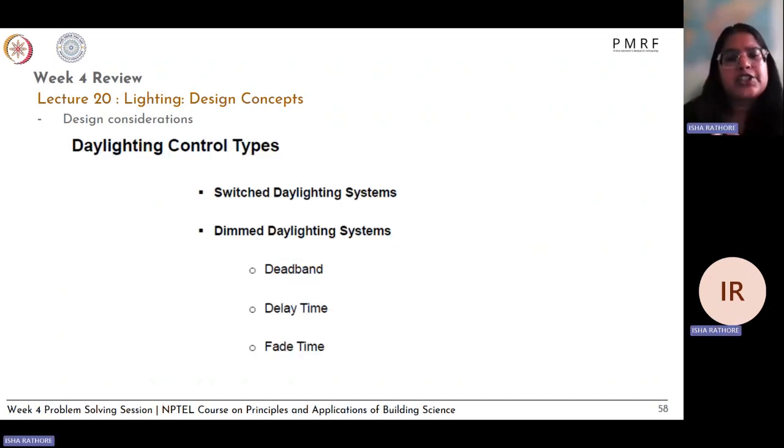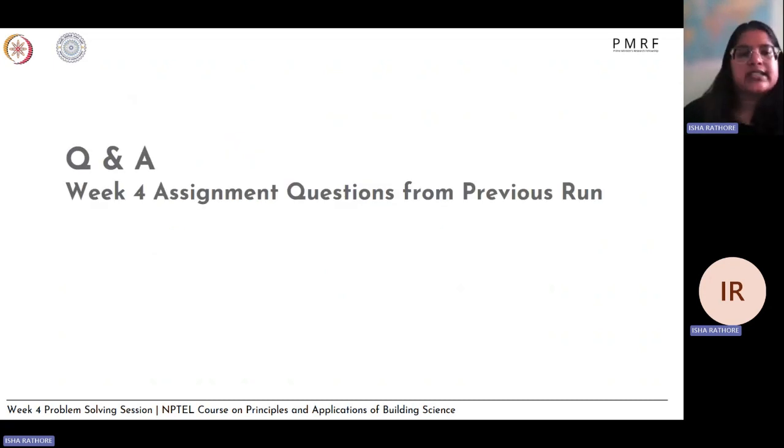And these can again be a switched daylight system, where you have the switching on and off times, and you can have a dim daylighting system where you can say that it should be operating at 100% intensity, or 50% intensity, or 10% intensity during these time periods. So you can specify details like the dead band, delay time, fade time. These types of descriptions you can give to your design systems, and they will ensure that your lighting is done in that order only. Okay, so this is all which was discussed in this week's content. This was just a quick brush up of whatever was discussed.